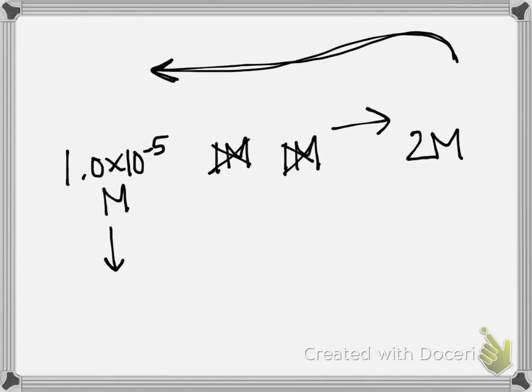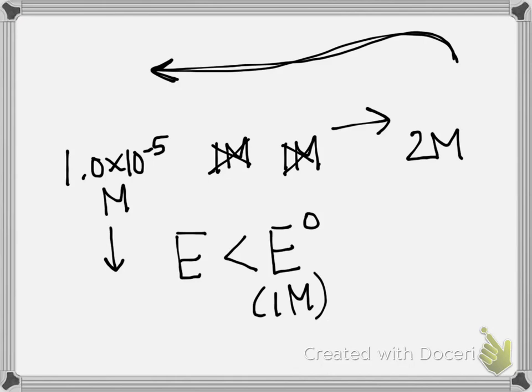So this time the reaction does not make as much product. The reaction has more formation of reactants. So the non-standard voltage is going to be less than the standard voltage at 1 molar.